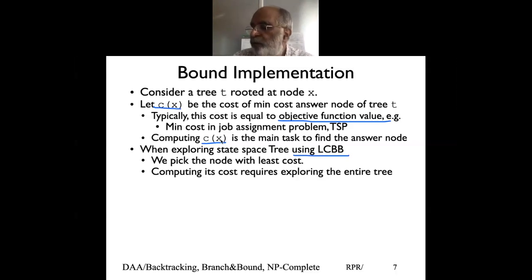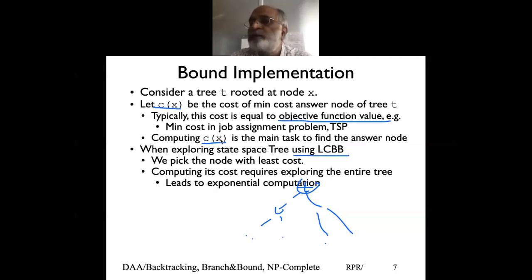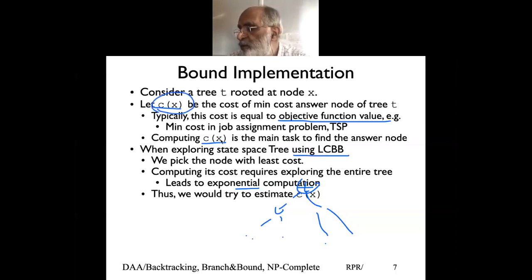Because to find the minimum cost for this tree, I need to explore all of it. And if I need to explore the entire tree, that becomes exponential, and that is not going to help me. What is branch and bound? We're trying to say, can you do much better than exponential? Can you improve upon it a lot? That means I cannot work with the actual cost Cx as my bound.